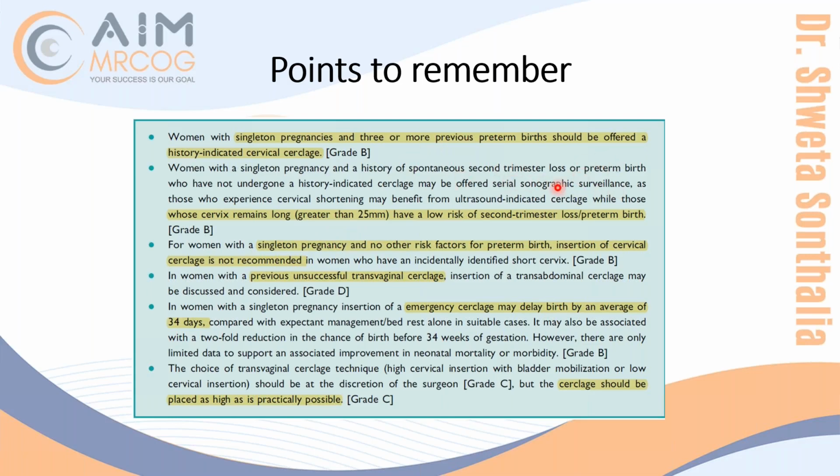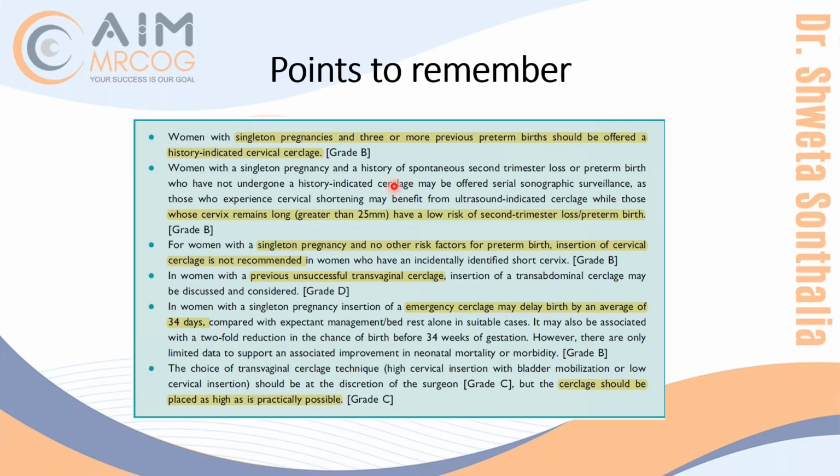This is how you are going to monitor a patient who has a history of second trimester loss or preterm birth, even single. So you will do the ultrasound monitoring and then whose cervix remains greater than 25 mm, no need of doing anything. So greater than 25, no need of doing anything, means 25 or less, you are going to put the cerclage. So 25 or less is important. Please remember it. 25 or less, you are going to put the cerclage.